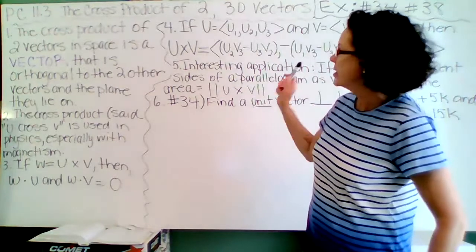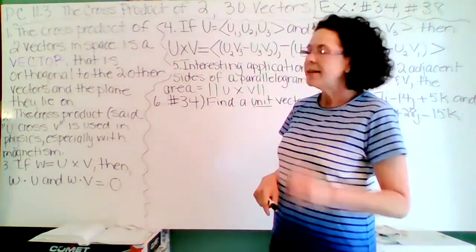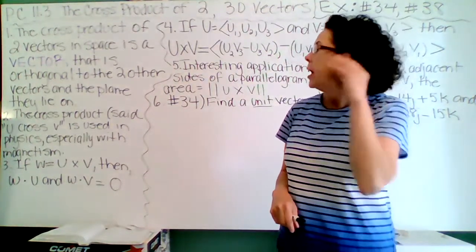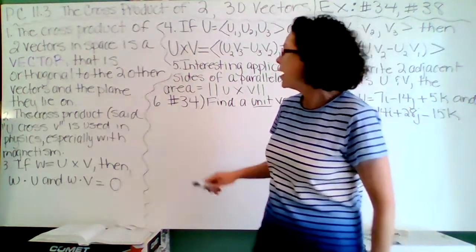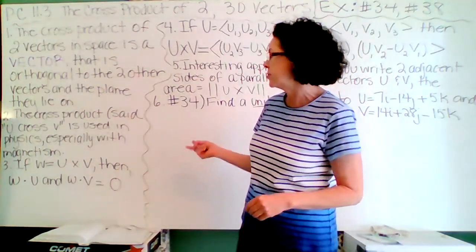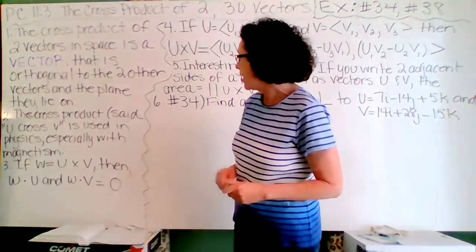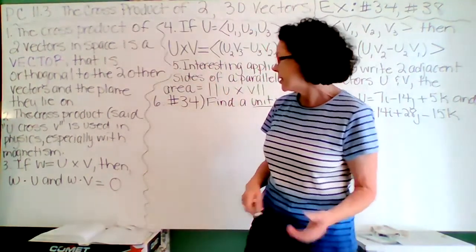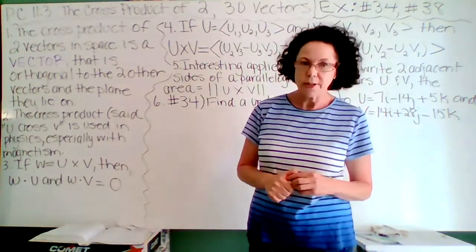And what a cross product is: the cross product of two vectors in space is a vector. It's not like the dot product, where it produces a value. The cross product of two vectors in space produces a vector that is orthogonal. Remember, that means perpendicular to the two other vectors and the plane that they lie on. When you say it, it's U cross V, and it is used in physics, especially with magnetism, in some different formulas and also with forces.